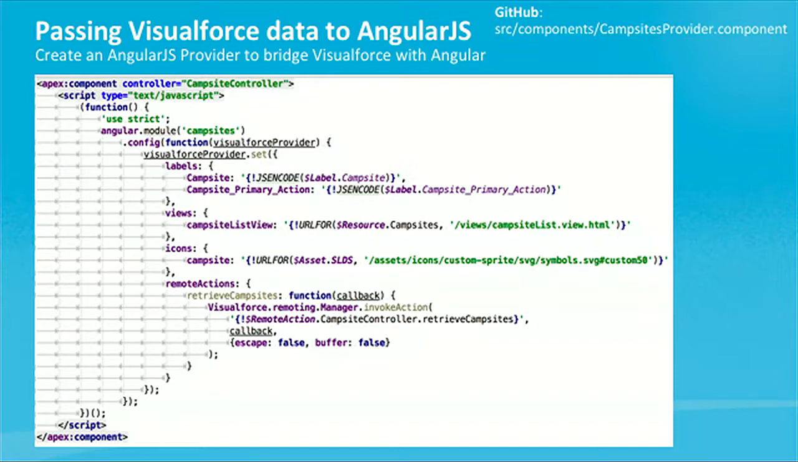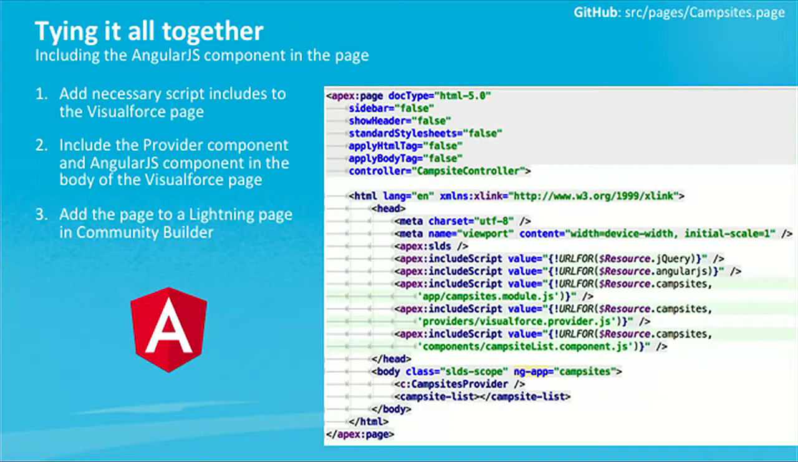And also, this is all in GitHub, so if you want to dig deeper and see exactly how it all ties together, please do. And then finally, on our page here, we've added all the script includes for the component itself, the Angular component. And you'll see the very lightweight include down at the bottom, campsite list. That's our Angular component. That's going to render that list of campsites for you.